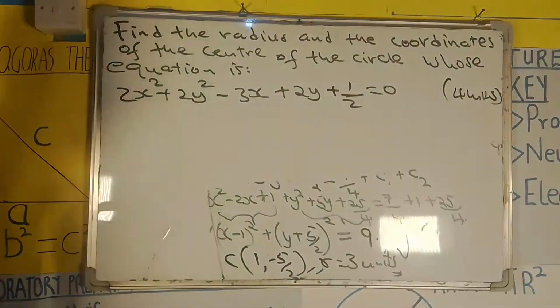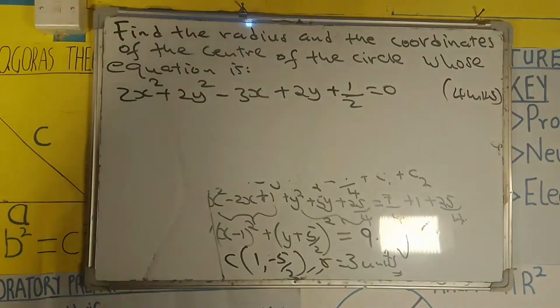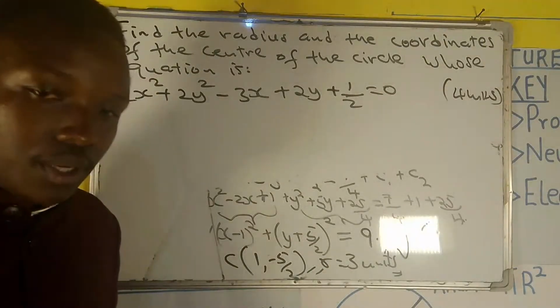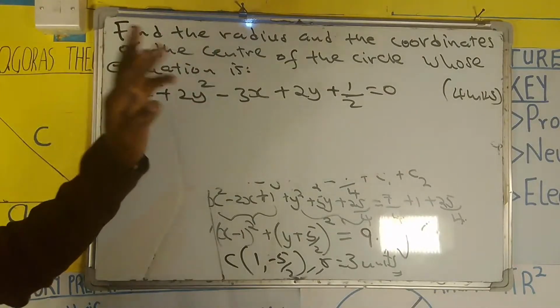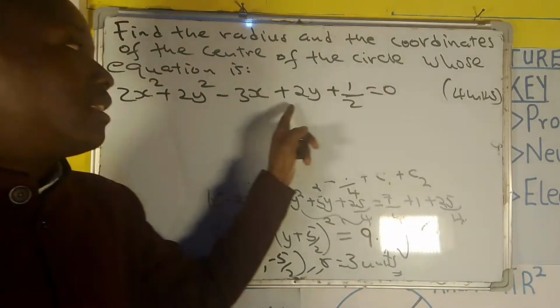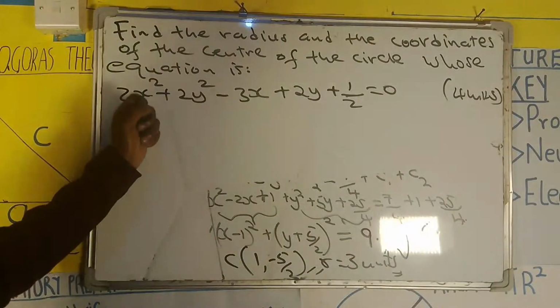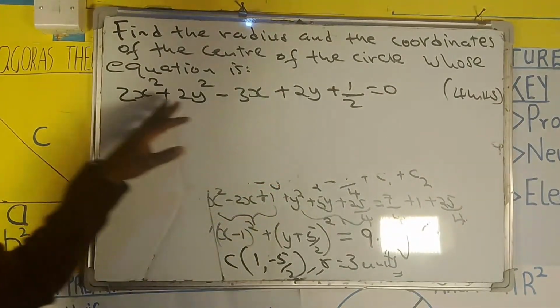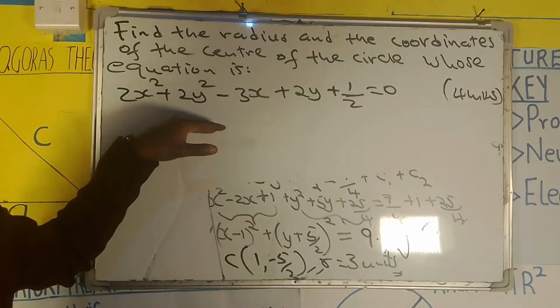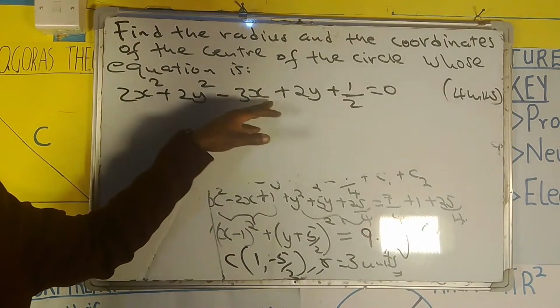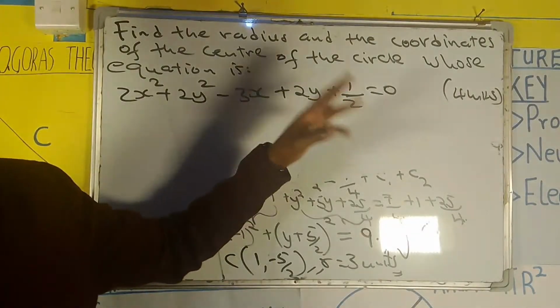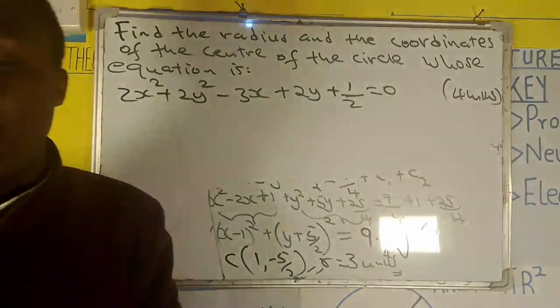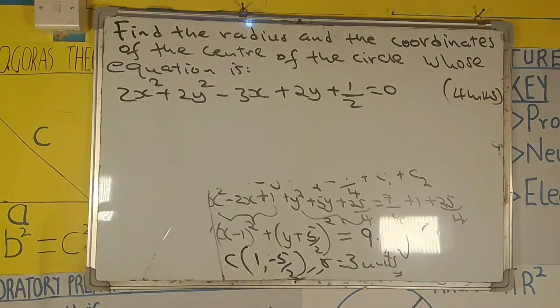So this you will do like we have done this one. We said the first thing you must ensure is that the coefficient of x squared and y squared is 1. So you will first start by dividing everything by 2. You get x squared plus y squared minus 3 over 2x plus y plus a half divided by 2 is a quarter equals to 0. Then continue. Do that question quickly.